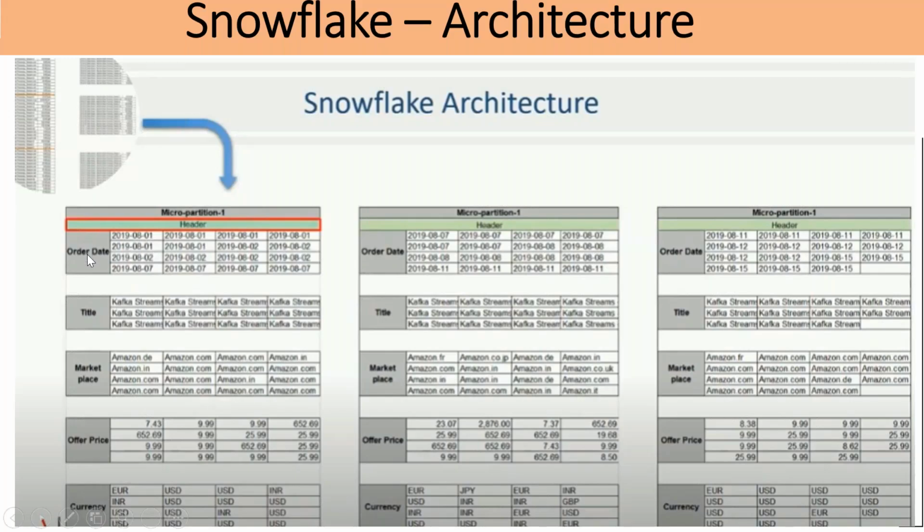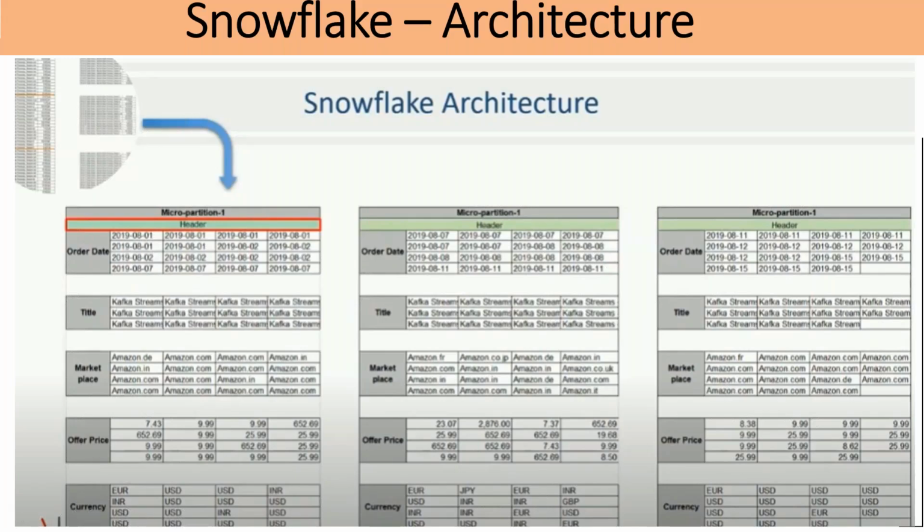These are the features that they store in the header. If you look at the header, right? So order date, what is the min value, max value, title, min value, max value, and it gathers all the details of all the columns and then stores in the header. And how many nulls do we have in order date? How many distinct values do we have in order date? So it reads the metadata and stores in the header.